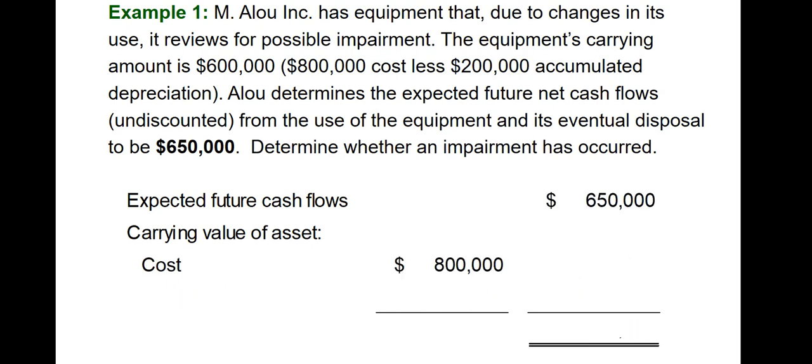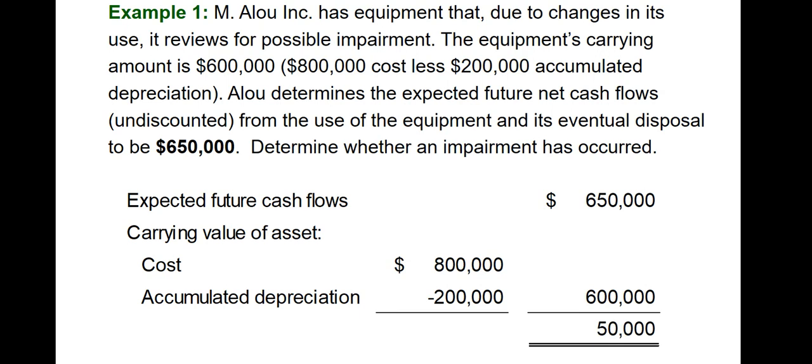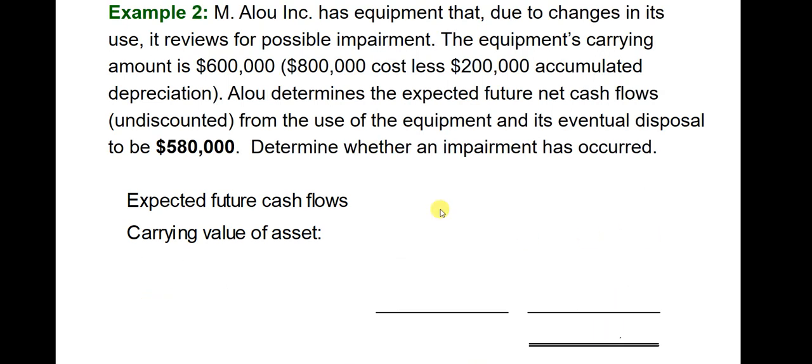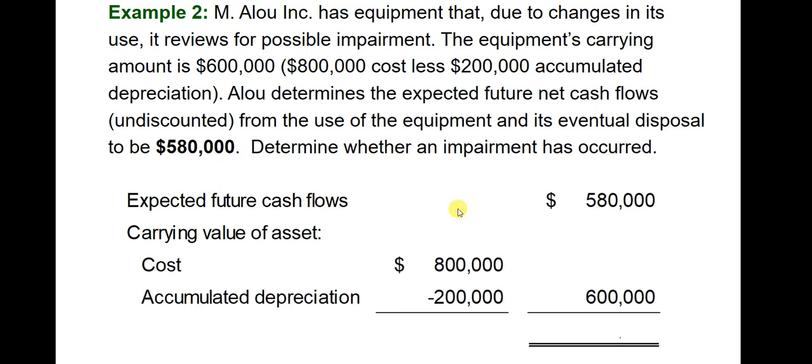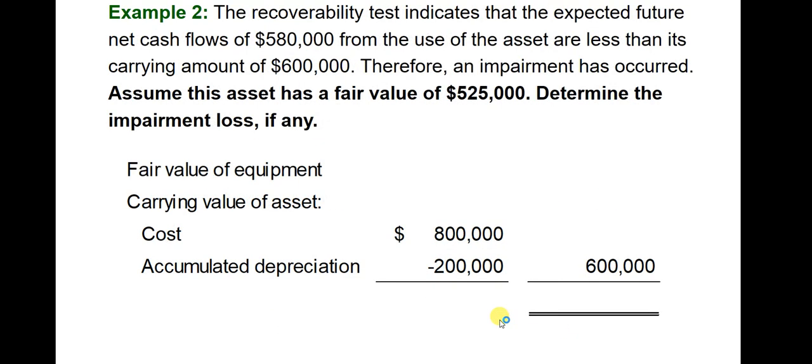Next one, what happens if my expected cash flows are 580? Again, I go through a lot of steps for something simple. So I have a $20,000 shortfall, and so I need to do the recoverability test. I've got 580, so then I go to step 2.